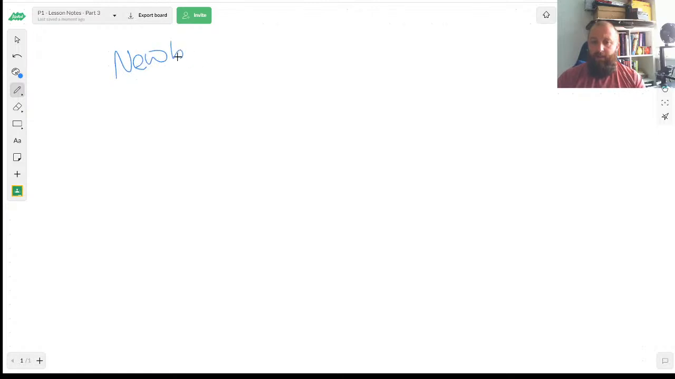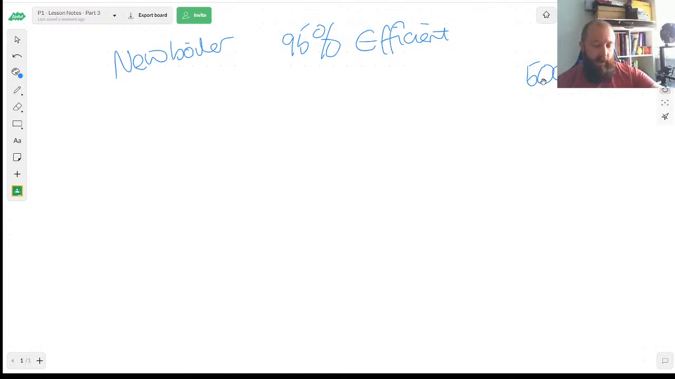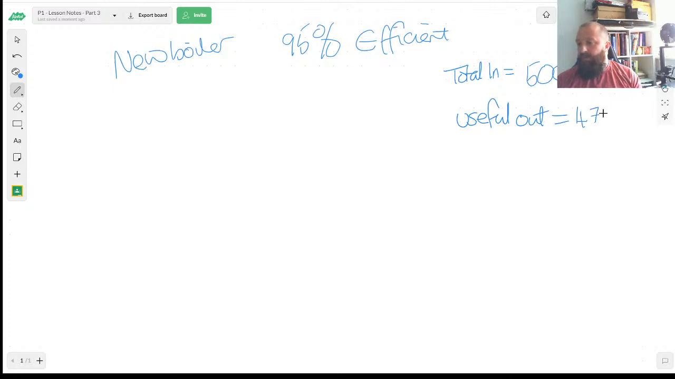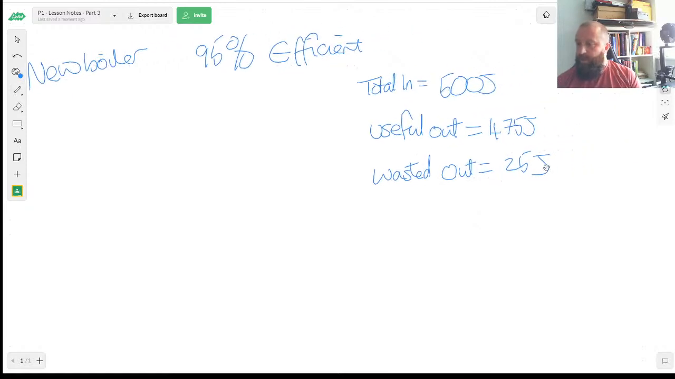So, new boiler. I'm going to go with 95% efficient. So if I put in the same 500 joules of energy, that should mean that so that's total in. My useful out should be 475 joules, which means my wasted out equals 25 joules. Okay? Now, if I go with the same scale I had before, that should equal 19 squares, and that should equal 1 square.